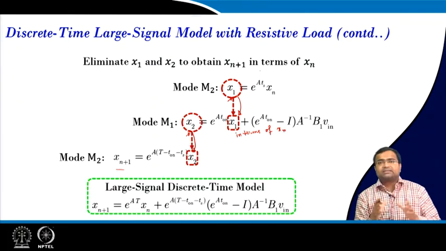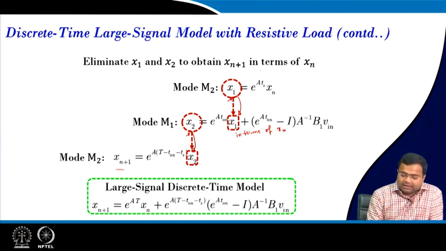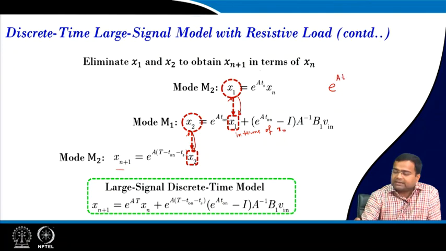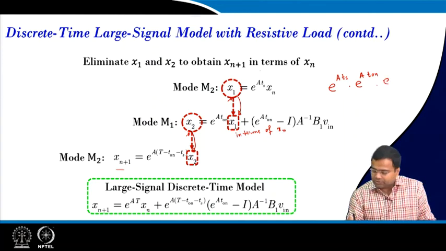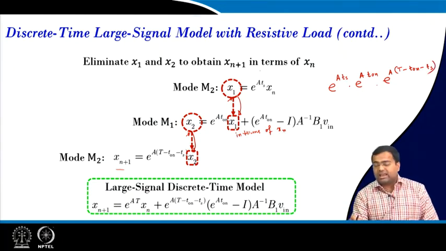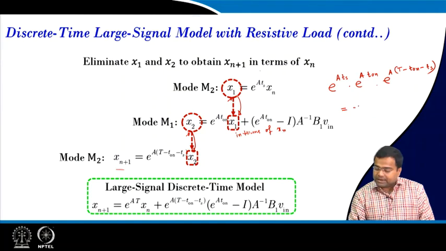So, you will get the complete discrete time model like this, and you see for all these three cases it will be a product, that means e to the power A ts into e to the power A ton into e to the power A (T minus ton minus ts). So, since all A matrices are identical, you can simply write e to the power A (ts plus ton plus T minus ton minus ts). So, it will be e to the power A T, that is it.